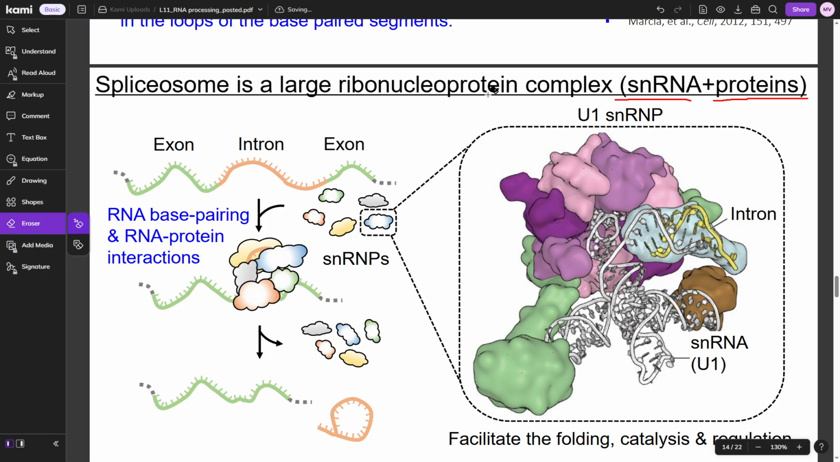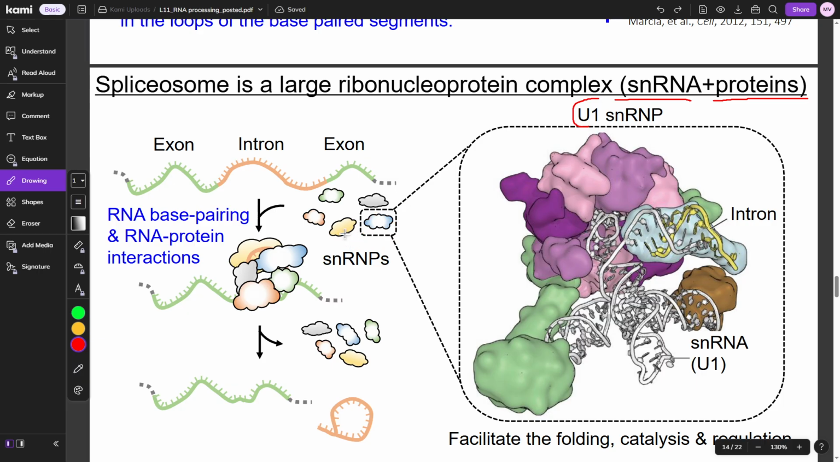And I hope this makes sense, because what these guys are doing is these snRNAs, these small nuclear RNAs, have base pairs, and they are able to bind to the intron, right? So you see this, it's able to bind to the intron, see this, the yellow part here. And there's many of them. So this is an example of a U1 snRNP. It's looking at this guy.